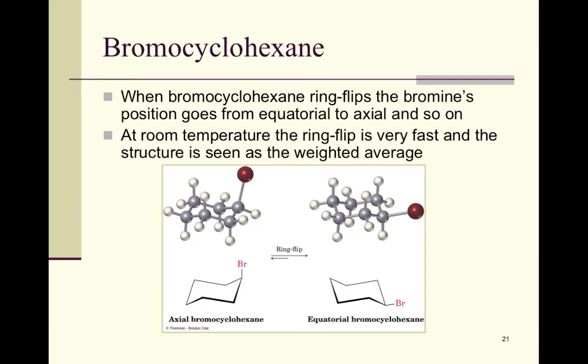On your cyclohexane ring, go ahead and remove 1 hydrogen and put a bromine on there. We're going to see the effect of ring flipping and what happens when a bromine is in axial position versus an equatorial in terms of energy. When bromocyclohexane ring flips, the bromine's position goes from equatorial to axial and so on. At room temperature, the ring flip is very fast, and the structure is seen as a weighted average.